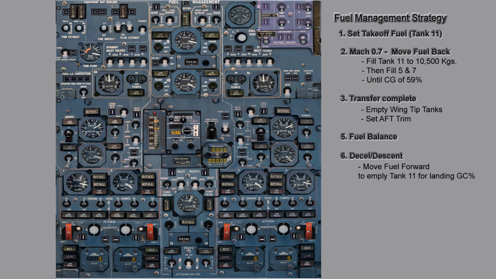And then at the end of our flight, we're going to shut down our panel. We're going to move fuel to the front of the aircraft so it doesn't tip back when it's on the ground, and we're going to shut down our panel. So that's kind of the strategy we will follow for the flight. It gives you an overall summary of what we're going to accomplish as we move through our Concorde flight.